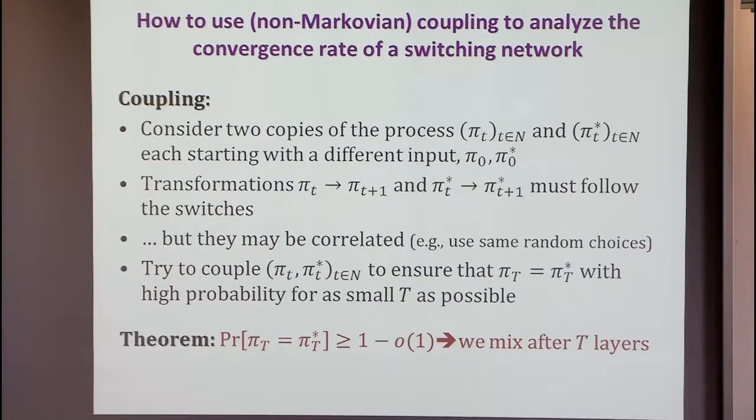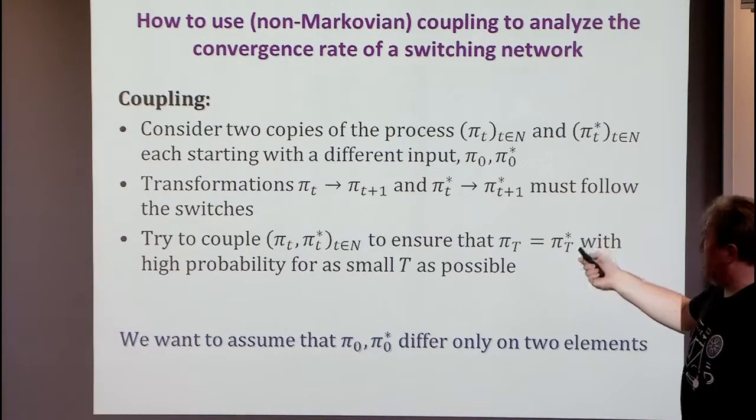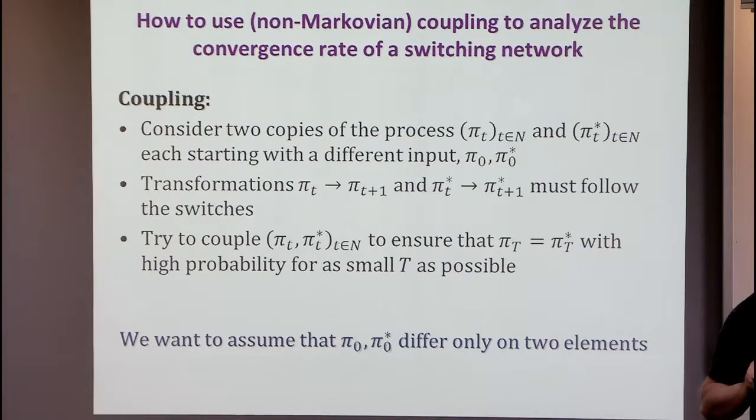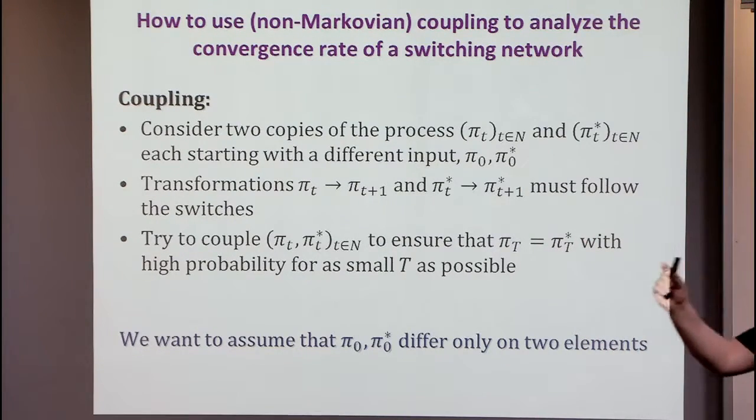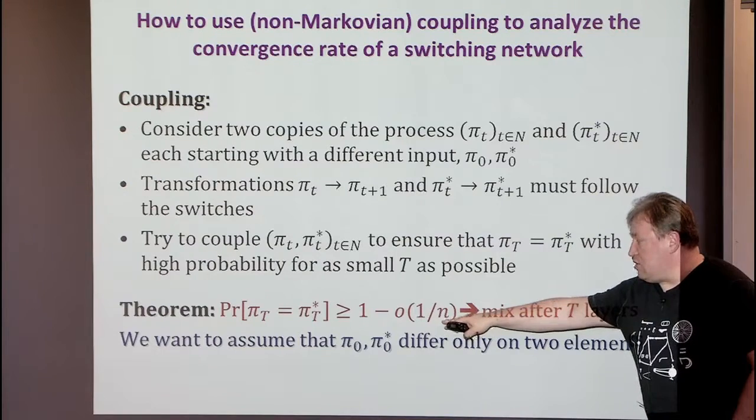Okay? So now we'll have one very nice simplification called path coupling. So we can assume that these two elements differ by just one transposition. So they differ only on two positions. So this is the first thing. And then we'll slightly lose in our bound.